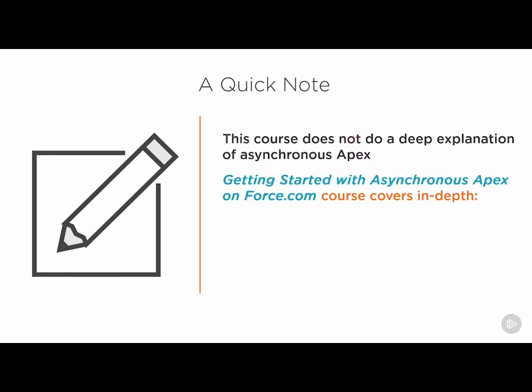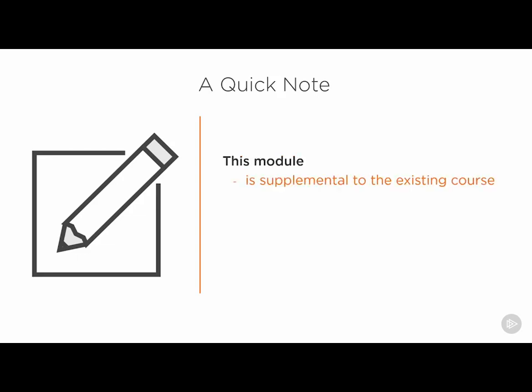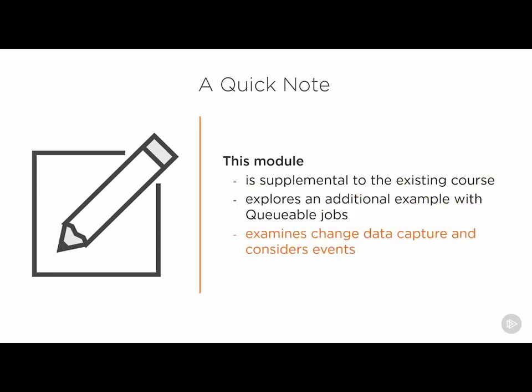For Apex in particular, try Getting Started with Asynchronous Apex on Force.com, another course I've authored here on Pluralsight, which covers in depth the primary techniques for asynchronous Apex: future methods, queueable jobs, scheduled Apex, and batch Apex. This module is supplemental to that existing course, explores an example of queueable jobs that is separate from that course, and will examine change data capture and event-driven Apex triggers, which are a little bit newer on the platform and highly practical the same way that future methods and queueable jobs are.